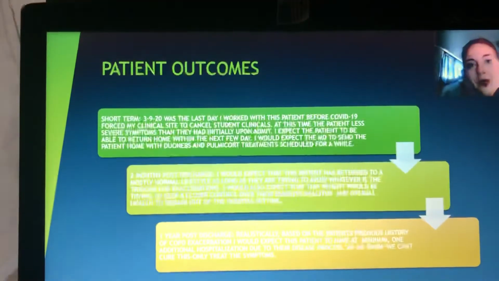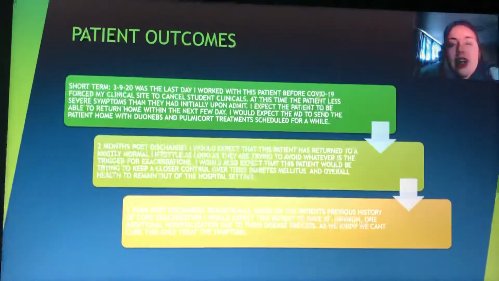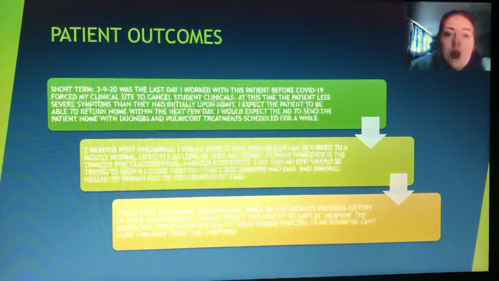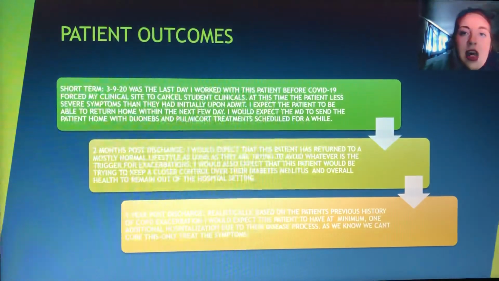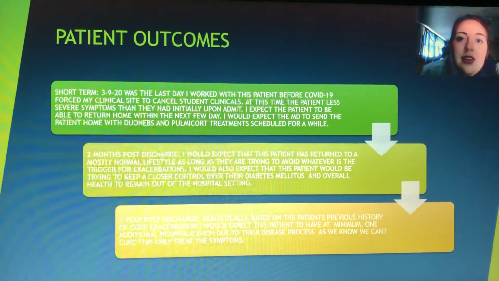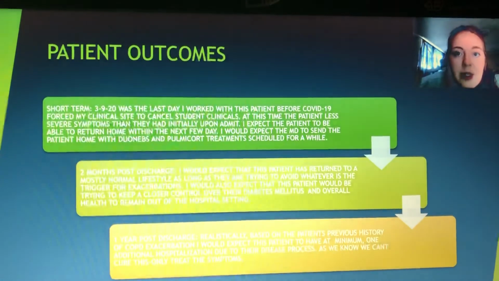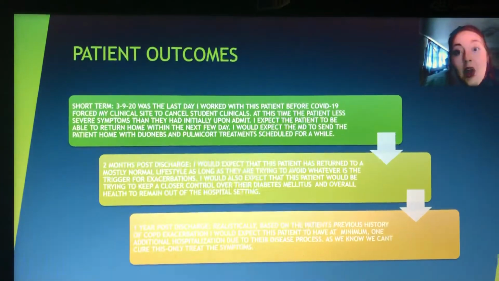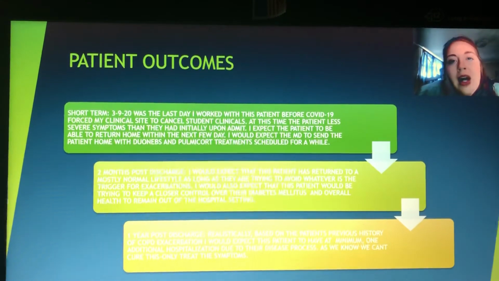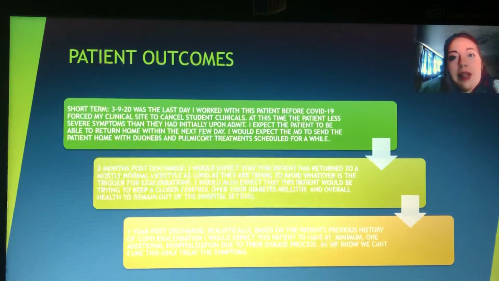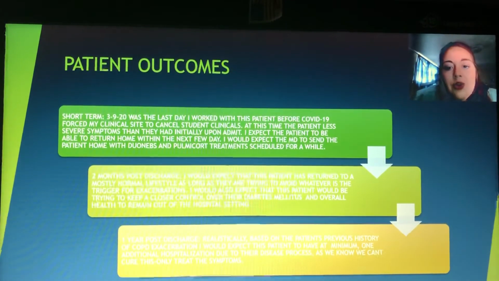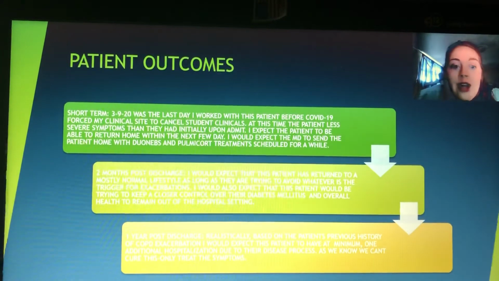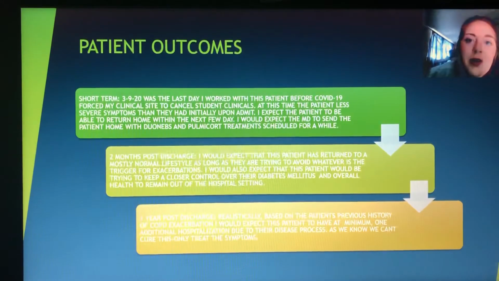One thing that's really important for COPD patients is that they can try to pinpoint what is the trigger for their exacerbations, to avoid those things and to lessen the number of exacerbations that they experience. So I would hope that the patient was able to do that, and also that the patient was able to get their diabetes mellitus under control and to just have their overall health in a little bit better state.